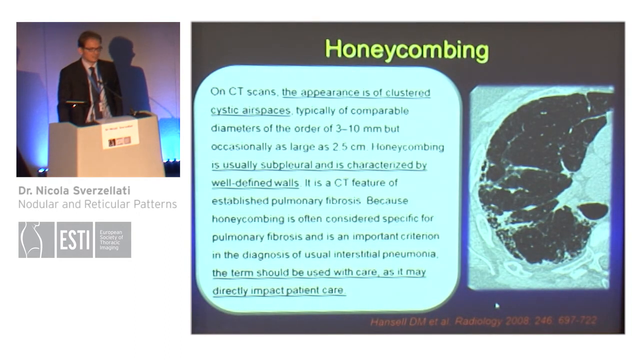Honeycombing is a key finding at HRCT, as emphasized in the Fleischner glossary. This term should be used with care as it may directly impact patient care, because when we detect honeycombing, then we can suggest the presence sometimes of UIP, which is a disease which carries a prognosis even worse than some lung cancers. So honeycombing consists of clustered cystic air spaces, usually subpleural, very often subpleural, characterized by well-defined walls.